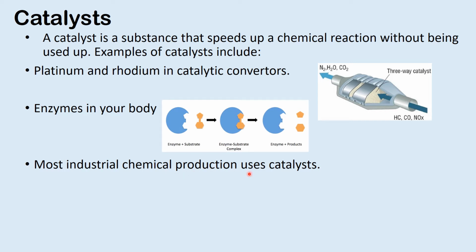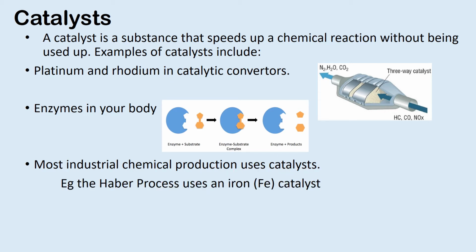Now that does come with a bit of a caveat, that over time catalysts do actually get, technical term is poisoned, so the active sites get blocked, but they are still very useful materials. So an example might be something called the Haber process, which we'll be studying in the future. It uses an iron catalyst. Just to note here, iron of course is a transition metal, as is platinum and rhodium. Transition metals are commonly useful as catalysts.